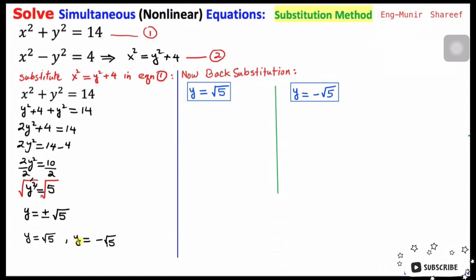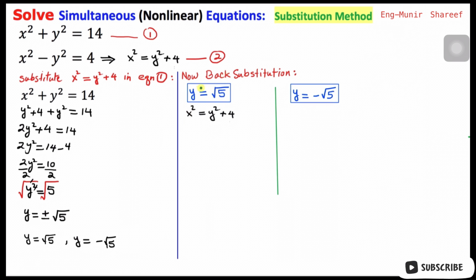As we are running out of space on the left hand side, I put down y values, y equal to square root of 5 on this side, and y equal to negative square root of 5 on the right side as well. And now we're going to perform back substitution. That means we are going to put the y equal to square root of 5 value in equation number 2, that is right up here. I just copy it down. Let's go ahead and fill in the blanks.